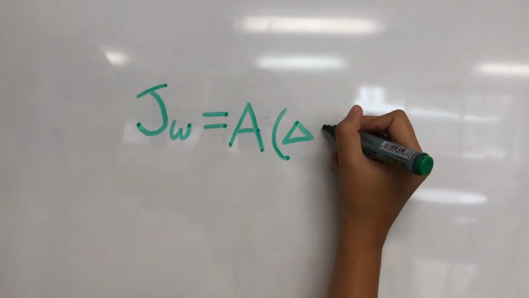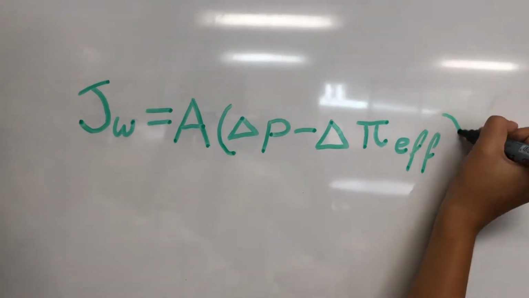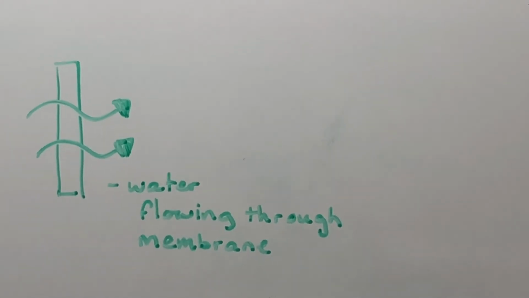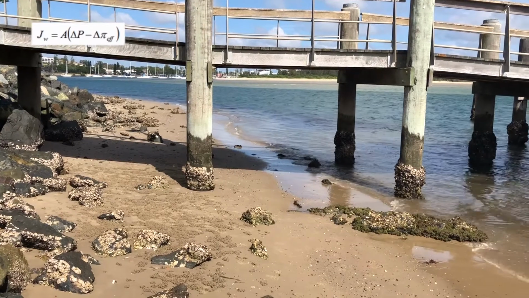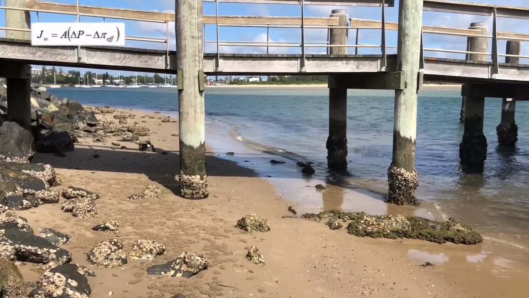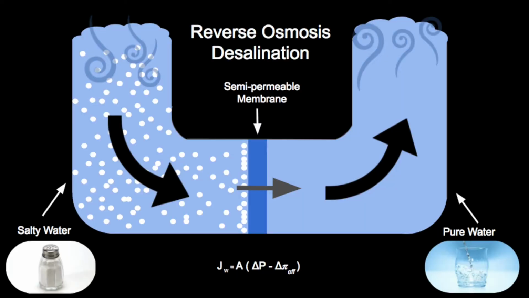And here's where the math finally comes in. Look at this equation. This equation shows the water flux, the rate at which water flows through the membrane. This equals A, the measure of a material's capacity to move water, multiplied by the difference between delta P, the gradient of pressure across the membrane, and delta pi F, the effective osmotic pressure gradient.